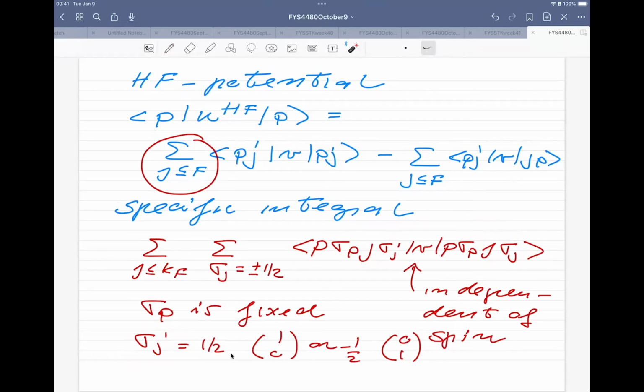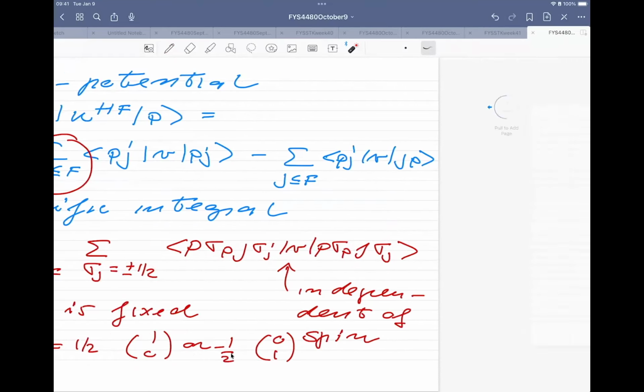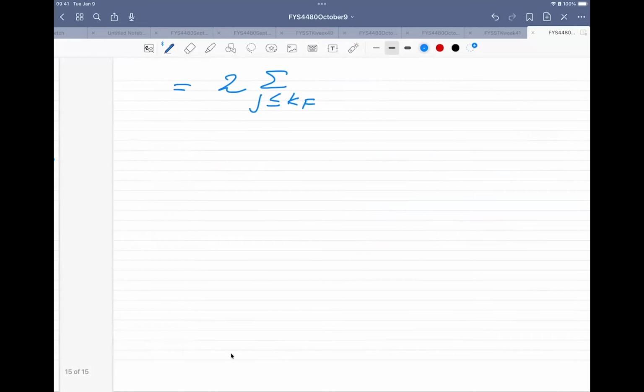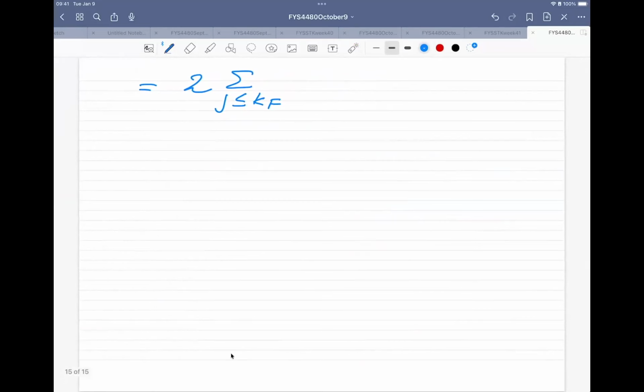So the second particle refers to the quantum numbers here as well. If you look at this summation over sigma J, it simplifies this sum here, because since the interaction does not depend on spin, this becomes equal to a factor of 2. I'm summing over the spins of the particles below the Fermi level. And then there is a summation over the states, and now I'm just indicating the momenta here, up to Kf.